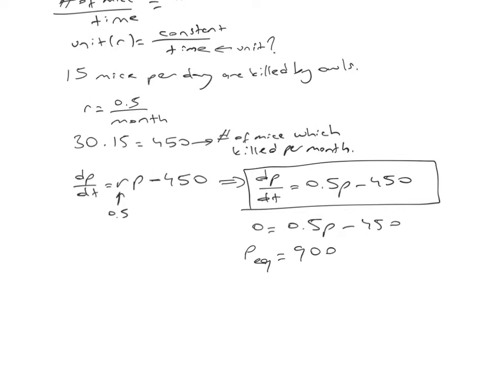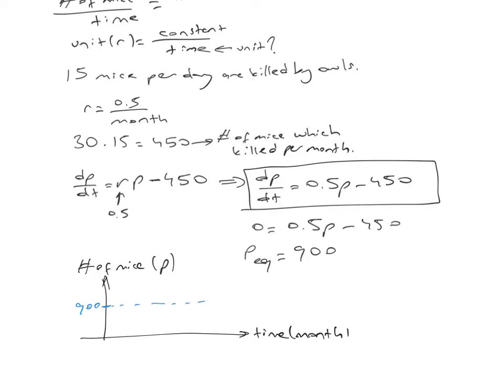Now, let's sketch number of mice versus time. Time, its unit is month, and number of mice, which is P. And let's mark our equilibrium point. 900 is P equilibrium in our example. Let's turn back to our differential equation.